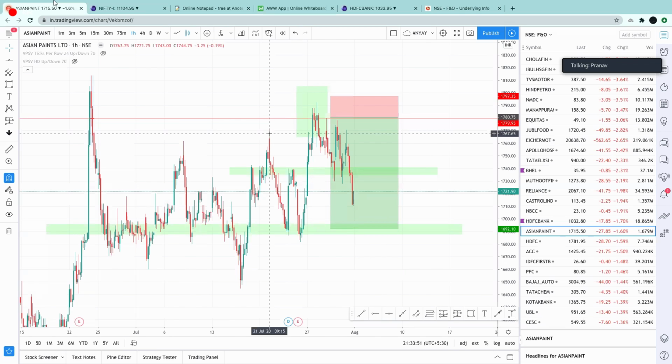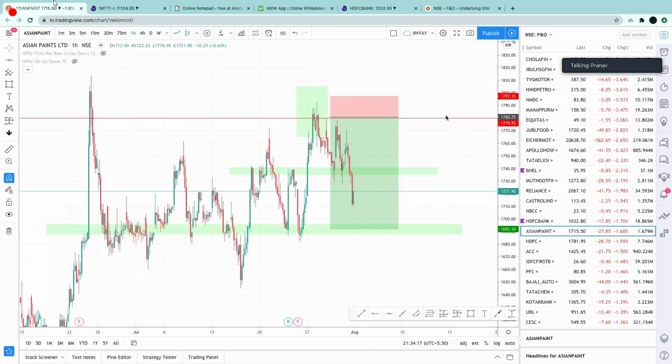What I trade is, hold on, one second. So I trade based off fake outs, I trade pullbacks, I trade stop loss hunts. That's what I trade in Nifty and Bank Nifty.